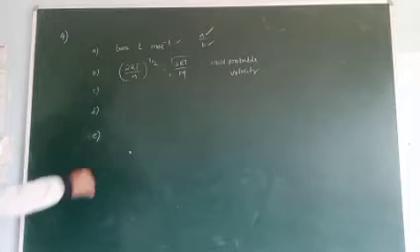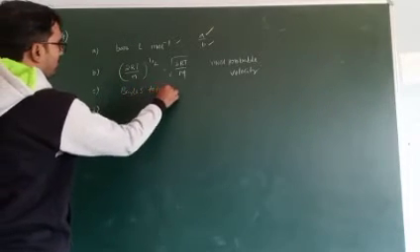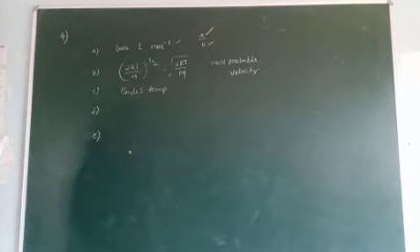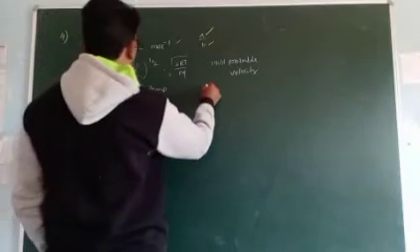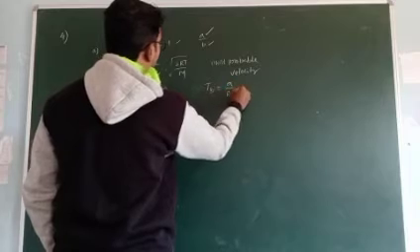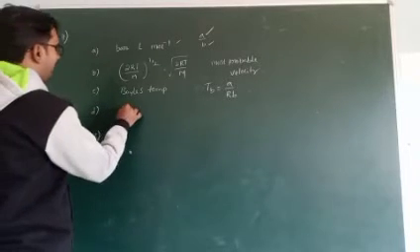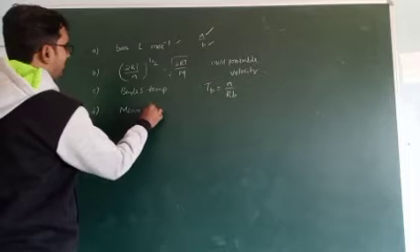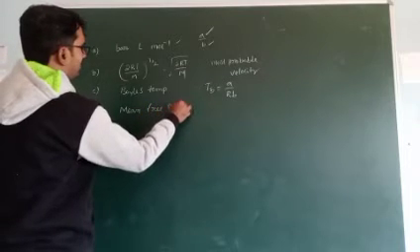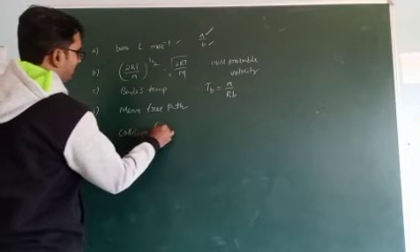Third one, Boyle's temperature. See, Boyle's temperature. What is the Boyle's temperature formula? A by RB. This is Boyle's temperature formula. TB is equal to A by RB. Okay. But the remaining two, mean free path and collision frequency.